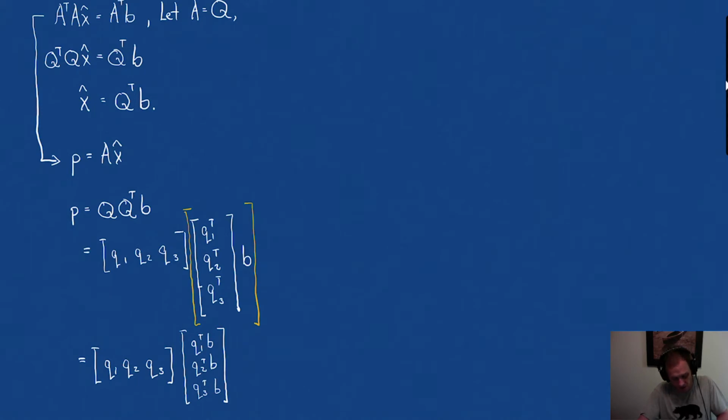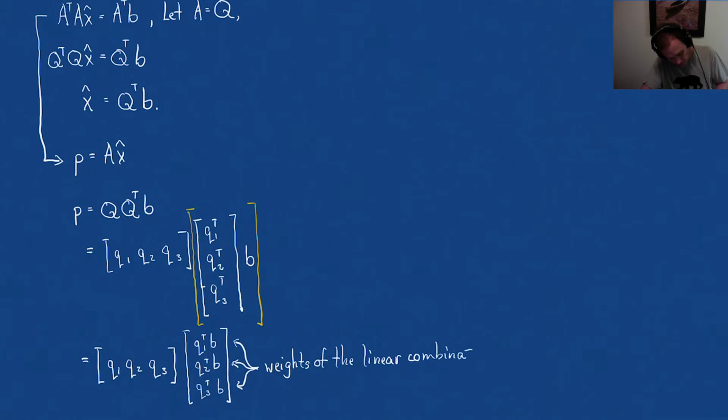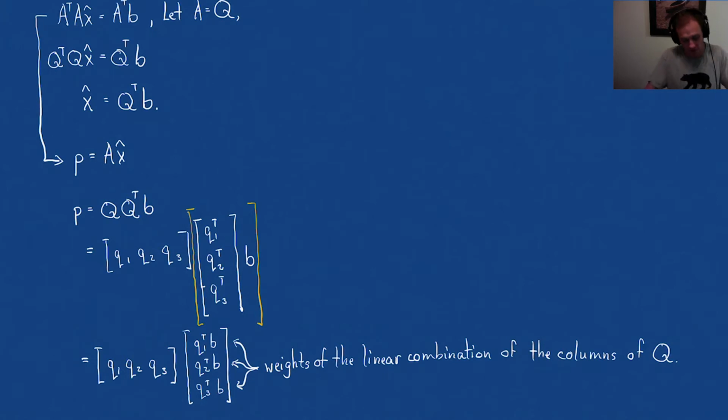Well, wait a minute, we know what this is. This is the matrix Q times a column vector. In other words, these elements of this vector are just the weights of the linear combination of the columns of the matrix Q. Well, let's write that and see what happens.